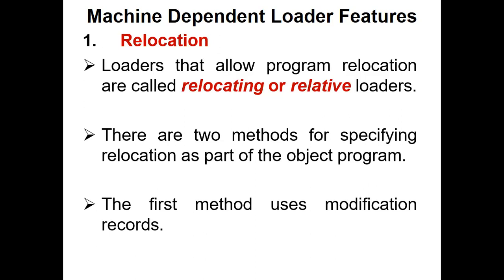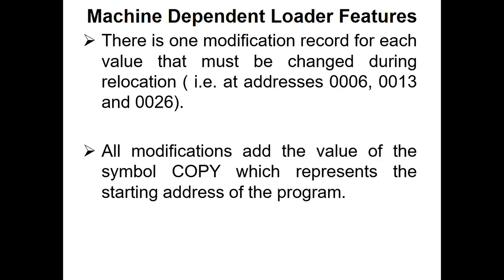So the first method is the one where we are using modification records. Remember, modification records apply to those instructions where you have an address, which we said are format 4 instructions. Format 1 has no operand, format 2 operands are registers, and format 3 has displacement, but it is format 4 which talks about addresses. So only the format 4 instructions are the ones which need relocating.